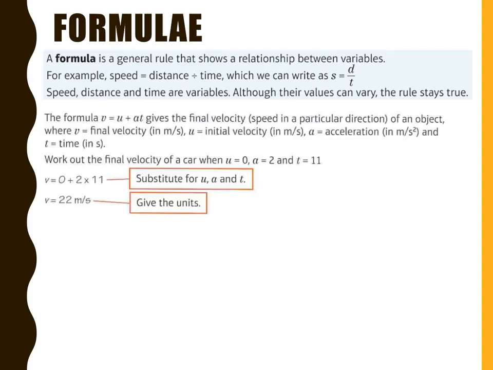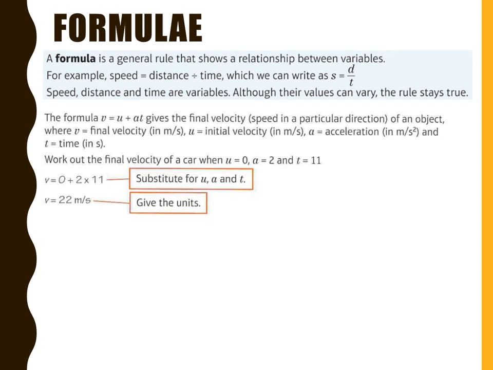different. So if we have a formula v equals u plus at, it gives the final velocity, the speed in a particular direction of an object, where v is final velocity in meters per second, u is initial velocity, a is acceleration, and t is time in seconds. So this is an example that would come mainly in the higher curriculum.